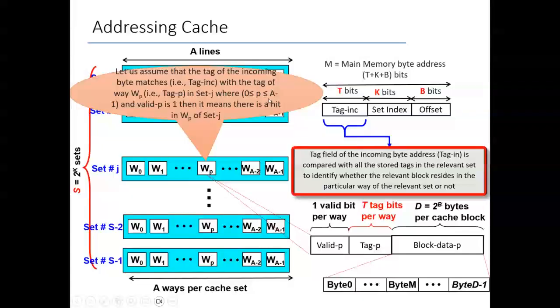Now what is the range for P? The possible value of P is from 0 to A minus 1, because there are A ways.